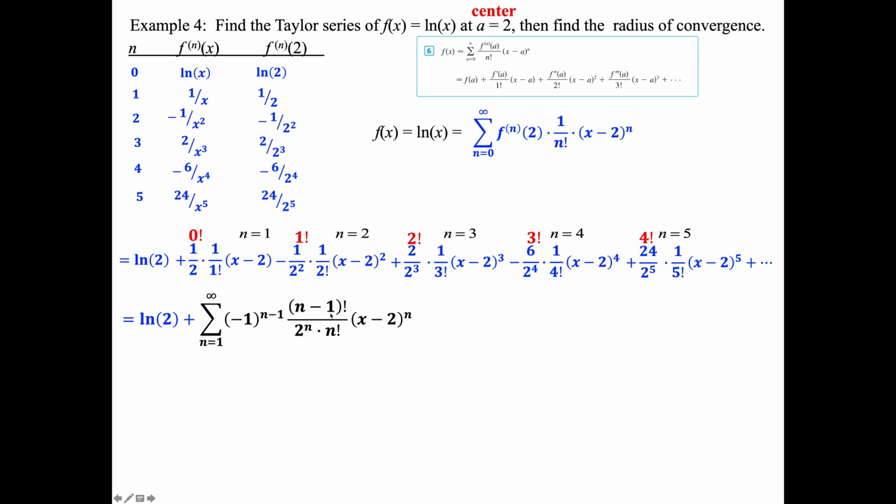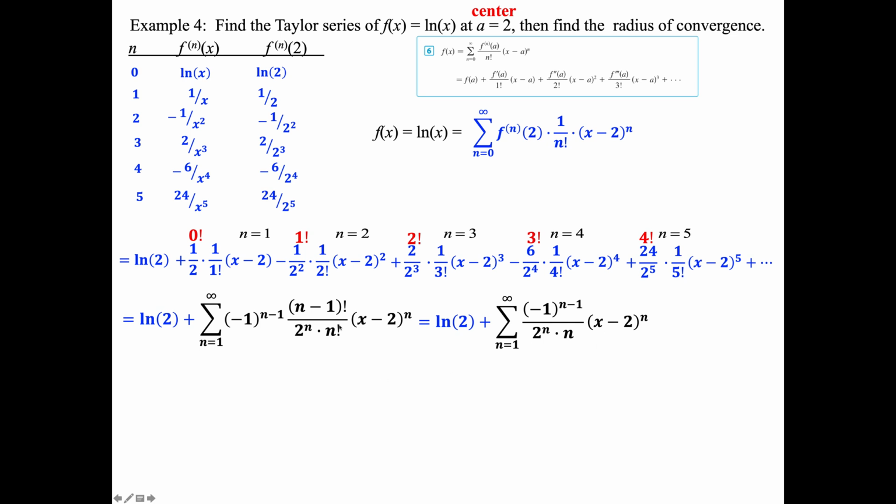So we want to put n minus 1. So when n starts out as 1, we want a 0 factorial. When n is 2, we want 1 factorial. When n is 3, we want 2 factorial. So we want to be able to rewrite all of this with n's. And now we've created our Taylor series. There it is.